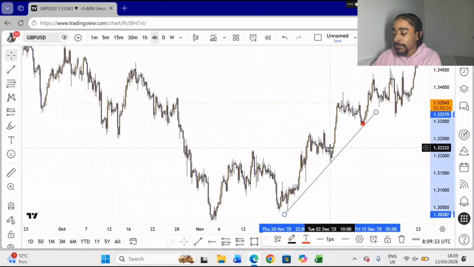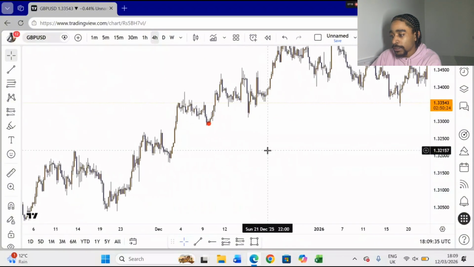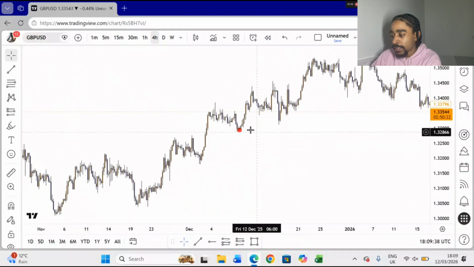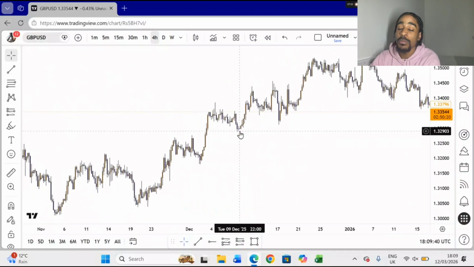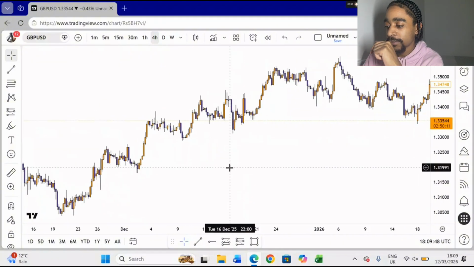So yeah, there's pretty much not much to cover on trend lines. I mean, it's pretty basic. I've gone through all the points. I think I've hit all the talking points.